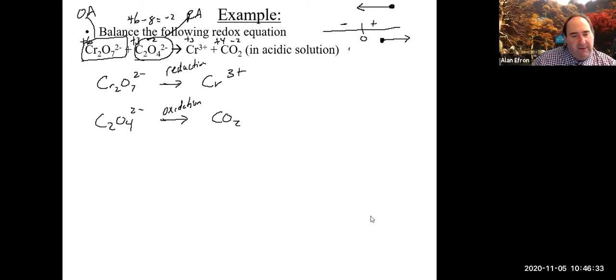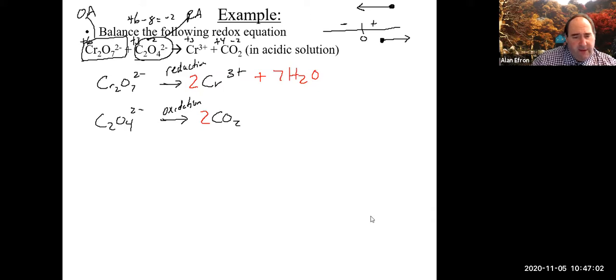So we have 2 Crs on the top, on the left, and 1 on the right. So we do need to put a 2 in front of the Cr. On the bottom, we have 2 carbons on the left and 1 on the right. So we actually need to put a 2 there as well. Next, we want to move on to oxygen. So the top one on the left has 7 oxygens, none on the right. So we are going to put 7 waters over here.